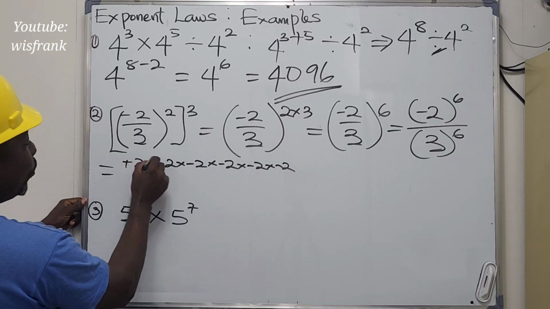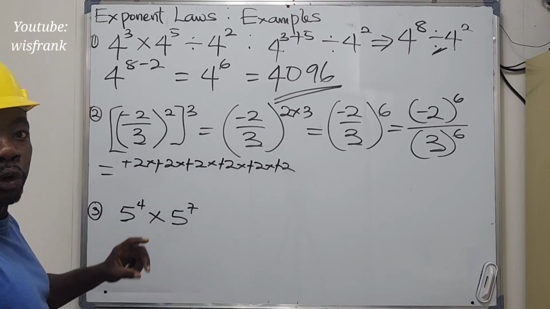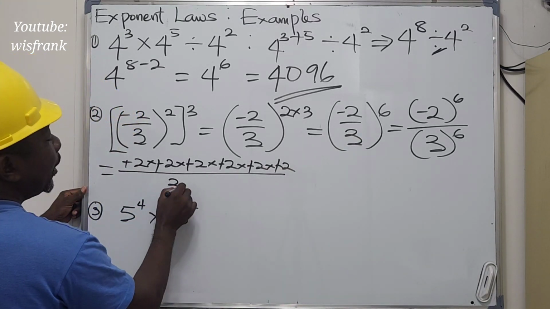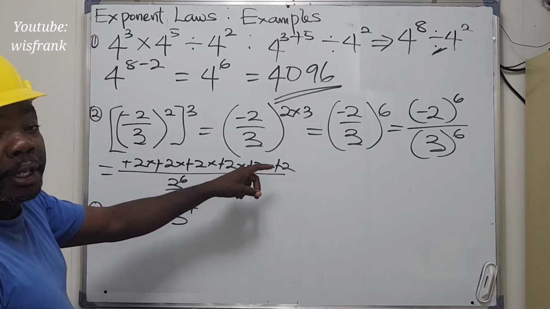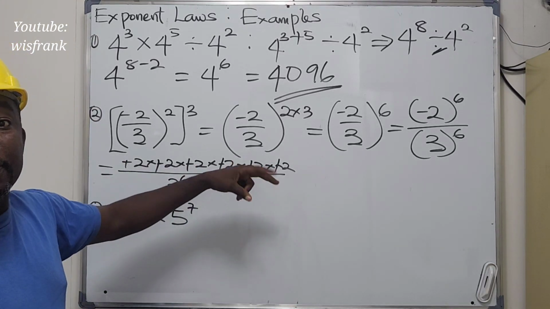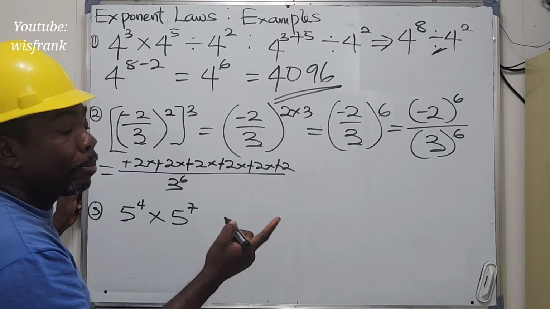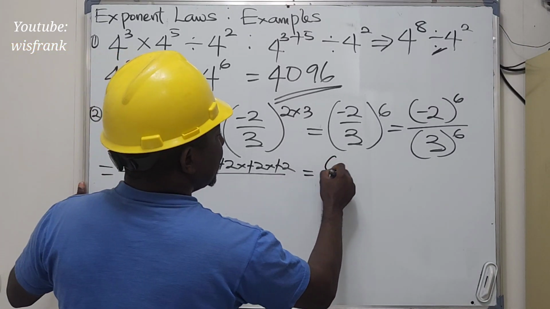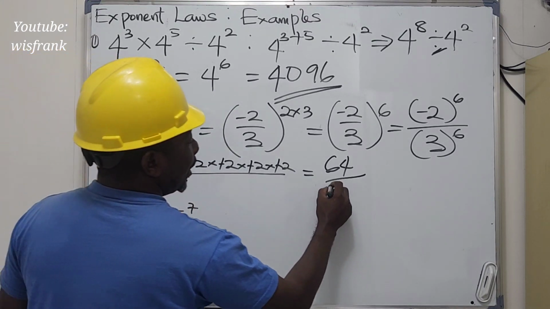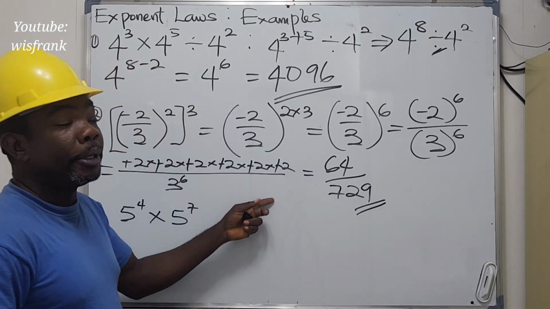So we can see that this will cancel here, and this will cancel here, and this will cancel here. So we don't have minus again. All over, we have 3 to the power of 6. Why did we do this? For us to see how many times the negative sign will cancel each other. So in this case, the numerator will become positive. So this will become 64 all over 3 to the power of 6, which is the same thing as 729. So this is what we have from this expression.